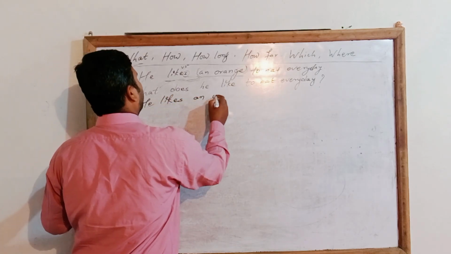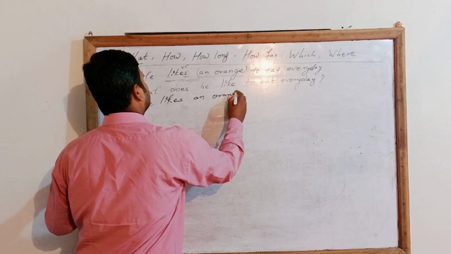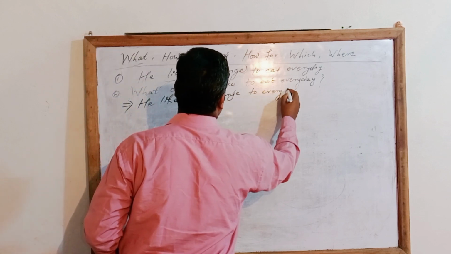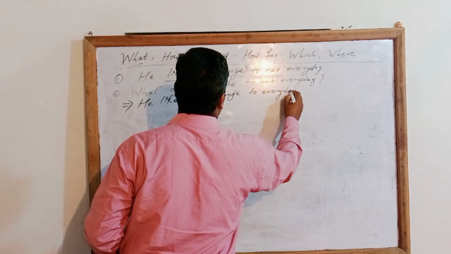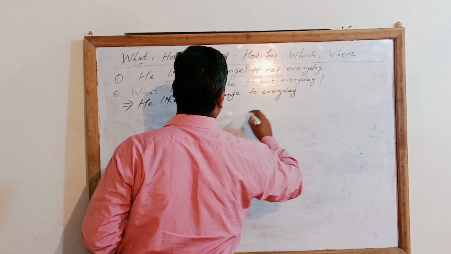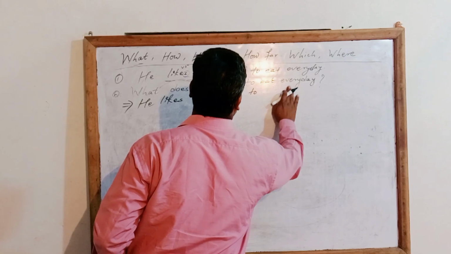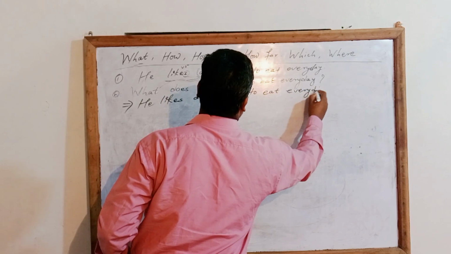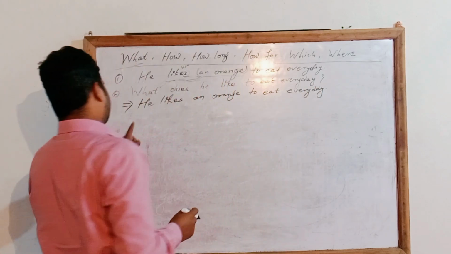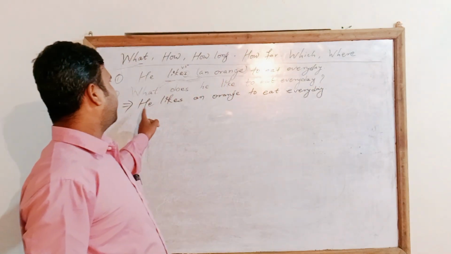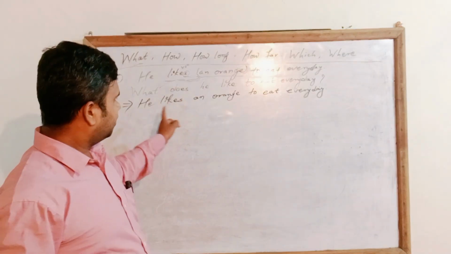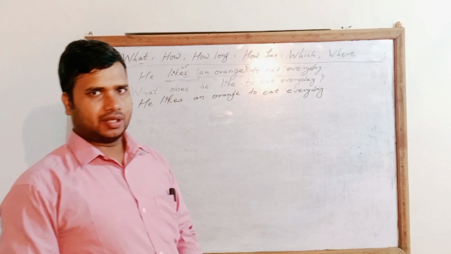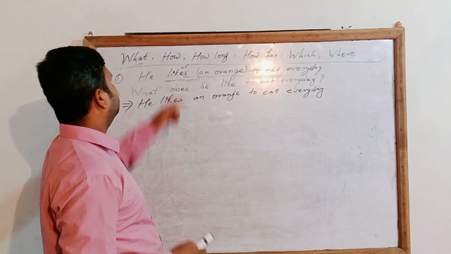He likes an orange to eat every day. So sorry, to eat every day. Okay, you write the correct answer for the passage: he likes an orange to eat every day. Okay, is the what question clear? Now how?